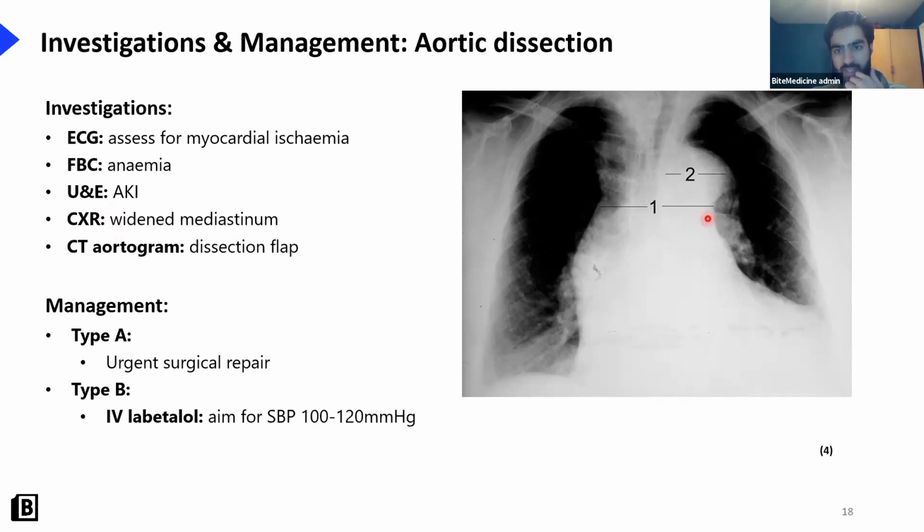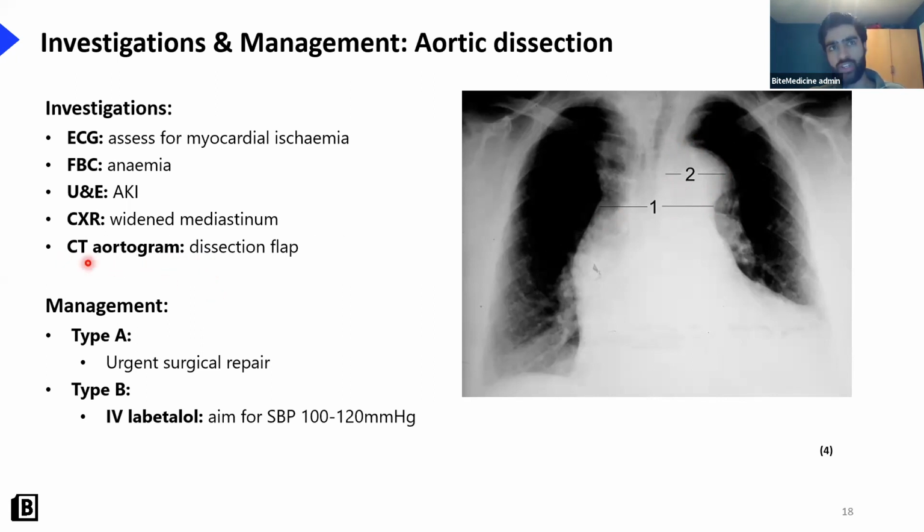The chest X-ray typically shows a widened mediastinum. So this is the mediastinum here, number 1. And number 2, this little hump here, is the aortic arch. If these structures are widened, that suggests an aortic dissection. And essentially, to confirm the diagnosis, you need to do a CT aortogram, and that's to check for a dissection flap.